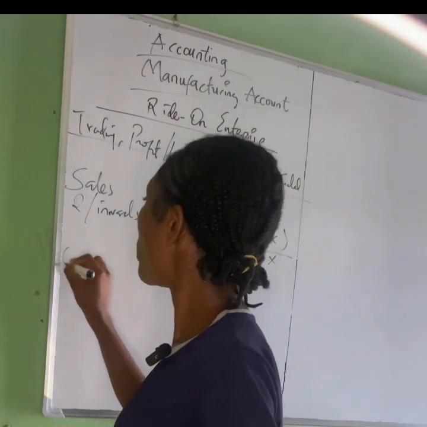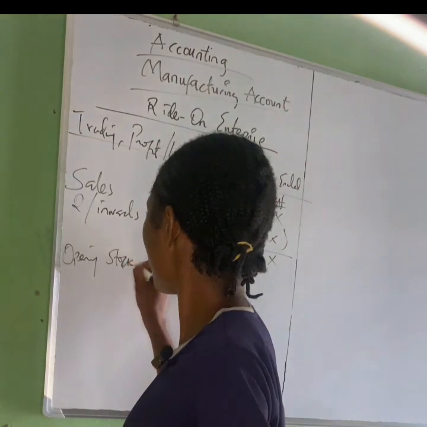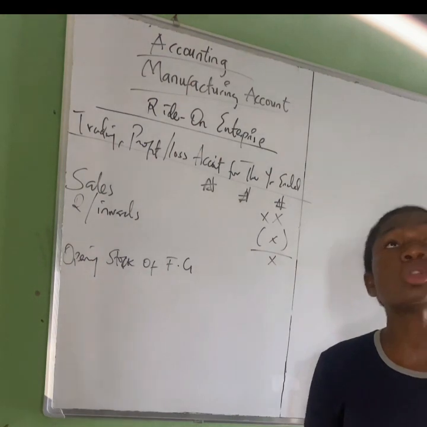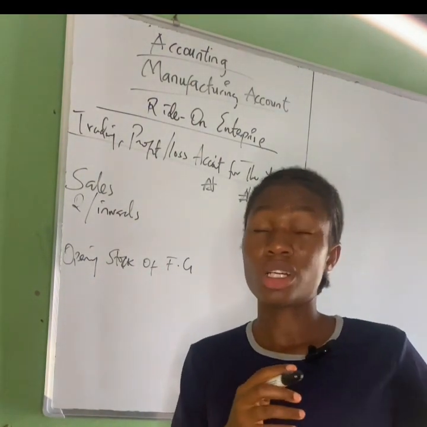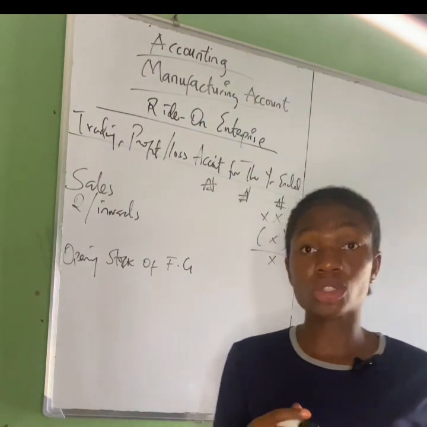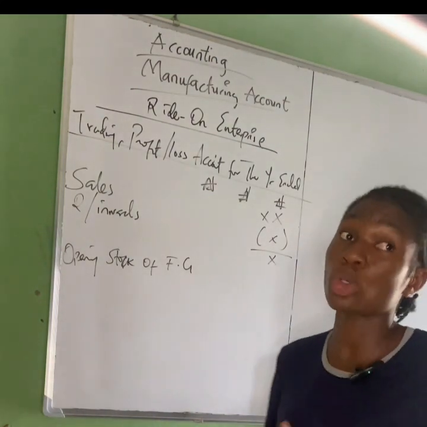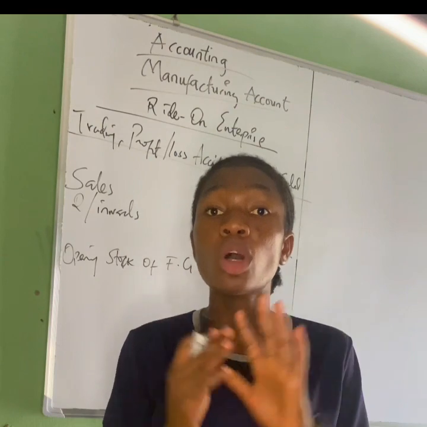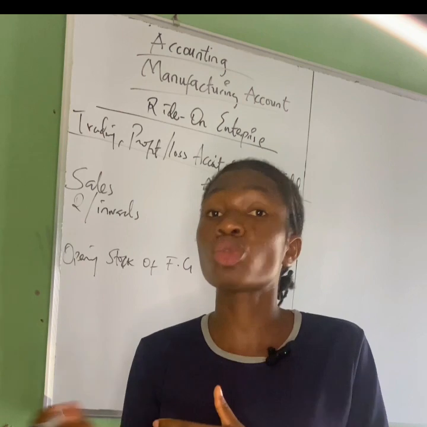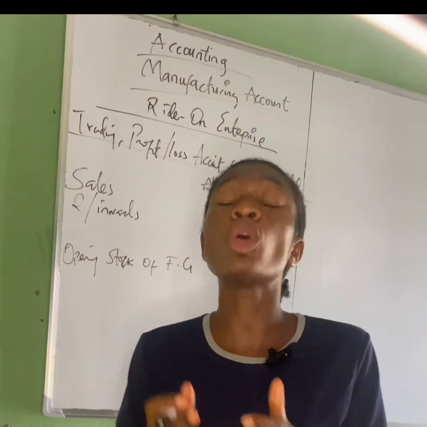And then we consider the opening stock. In this case, we no longer consider the opening stock of goods like we do in the trading account, where we have to buy from outside. What we consider here is the opening stock of finished goods, because they have already been produced, they have already been worked on. Maybe in the course of selling, some of these finished goods were not sold during a particular year, so they were carried forward to the next year, and then they became the opening stock of finished goods.